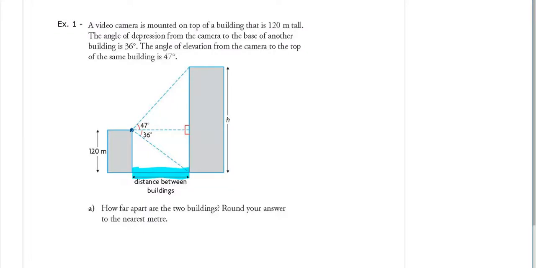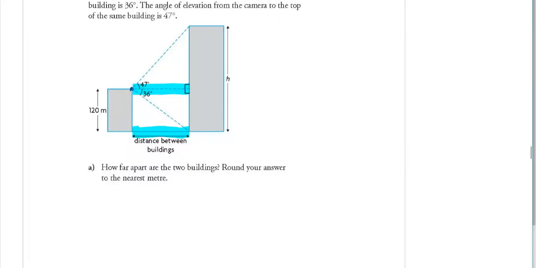This distance between the two buildings is also the same distance between the two buildings up here. And that line is a common line between the two triangles that you see, one made by the 47-degree angle and the other made by the 36-degree angle. So if I could find that length of a common side, I would have my answer. So to find this, I'm going to look at the triangle made by 36 degrees.